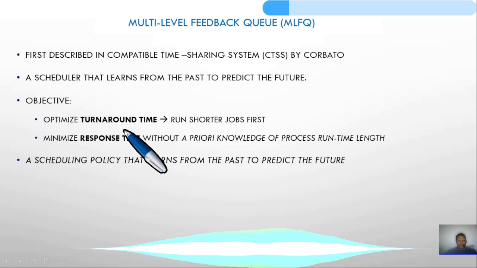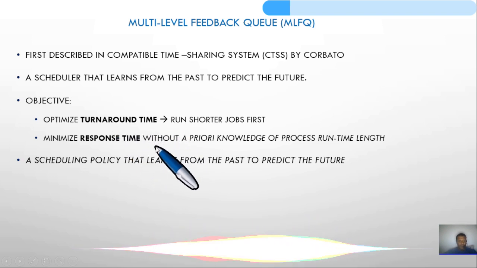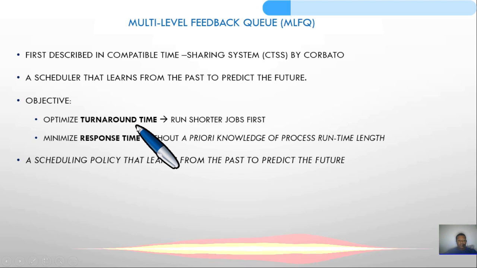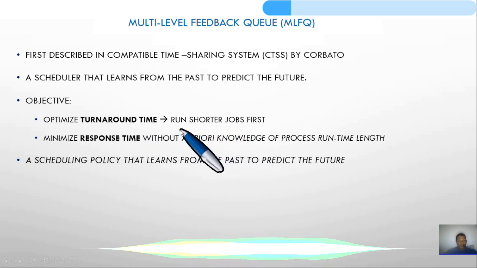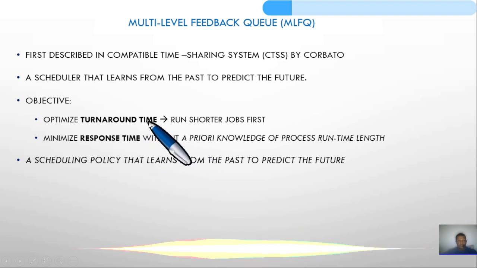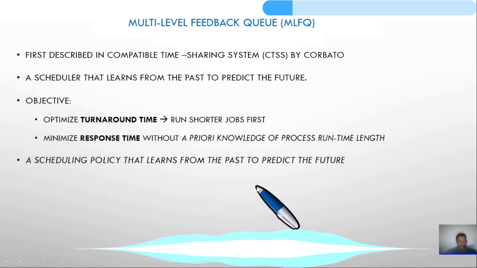Round robin was good for response time, but it is very bad for turnaround time. And shortest job first was good for turnaround time, but for response time it was bad. That's why we add another scheduling approach.